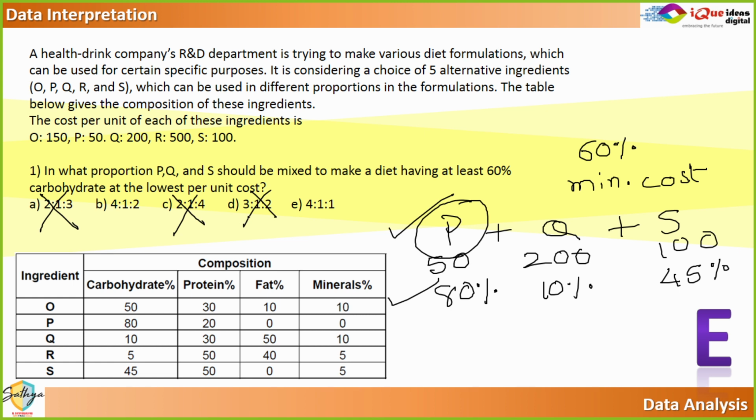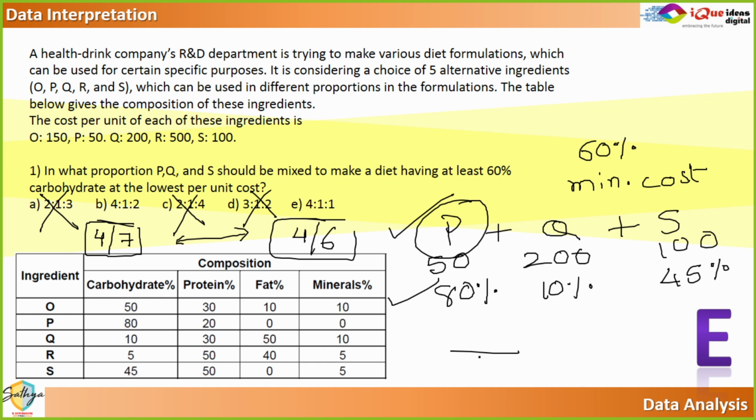Now, let us check between B and E. In option B, the percentage of P is 4 out of 7 and in E it is 4 out of 6. If I want to compare these two ratios, how will we compare them?